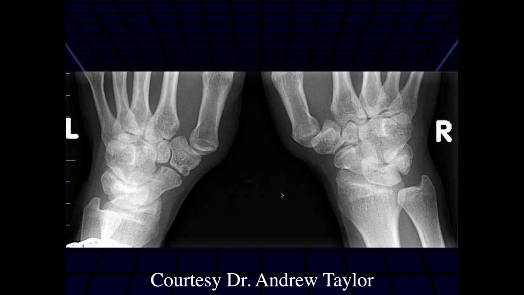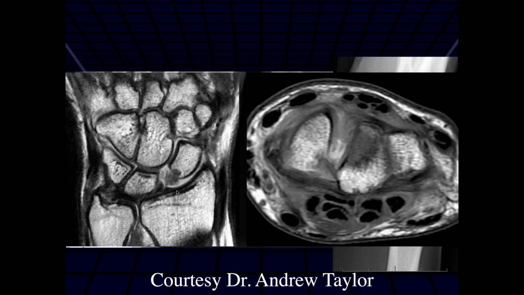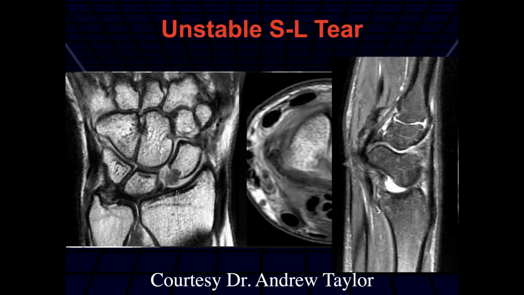Ashley, what do you think of this one? So it looks like there may be some changes on the left side. Is that the abnormal side? I see some cystic changes along the distal pole of the scaphoid. You've got to tell us which side is abnormal. Yeah, that's what I'm guessing.